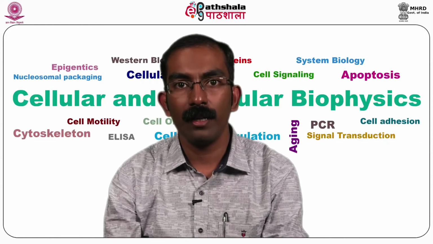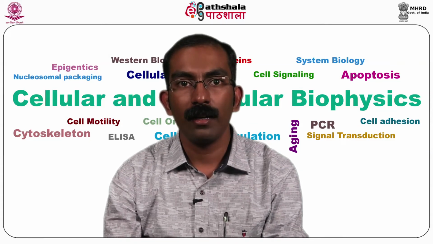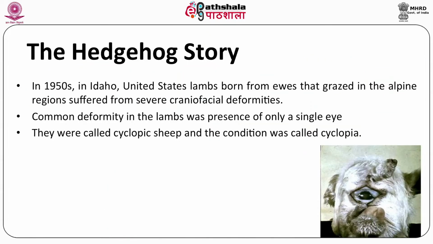Since the common deformity in the lambs was the presence of only a single eye, they were called cyclopic sheep, and the condition was called cyclopia. In this image, you can see a one-eyed lamb. Since one-eyed monsters in Greek and Roman mythology were called cyclops, these lambs were called the cyclopic sheep.